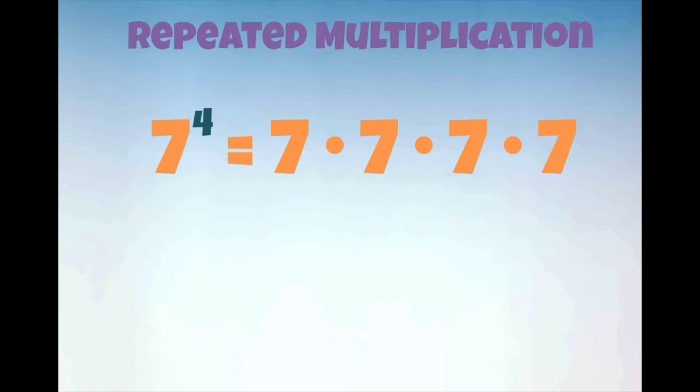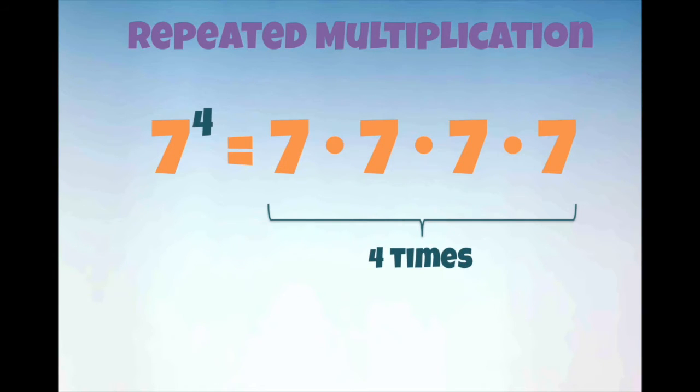So now let's take a look at exponents as repeated multiplication. So once again, a problem like this, a base number of 7 and an exponent of 4 means 7 to the fourth power, which with repeated multiplication really means 7 times 7 times 7 times 7. In other words, we take the base number of 7 and we repeat it 4 times according to the exponent.